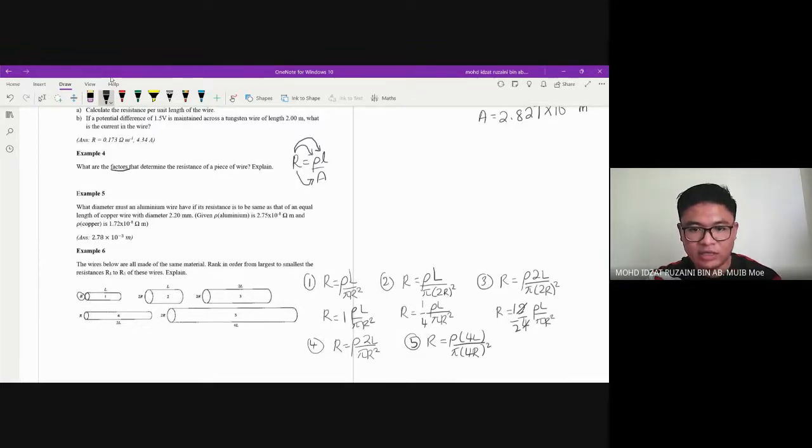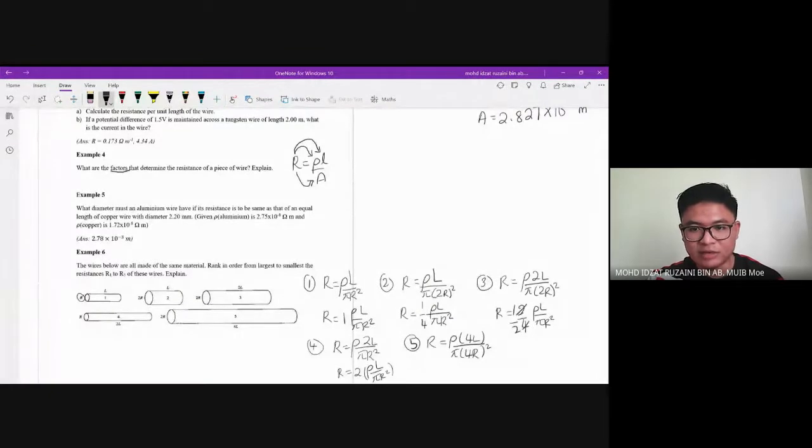Okay, yang bawah ini R is equal to 2 rho L over pi R square. Ada 2 kat depan dia. Yang ketiga, yang keempat, yang kelima ni, okay, R is equal to apa ni? Ni 4 kan? Okay, 4 divided by 4 square dapat 16 rho L over pi R square. Boleh? So ini kamu cancel off. Nombor 1 ni 4, so 1/4 lah. So benda yang sama dua ni sama. Okay, nombor 2 dengan nombor 5 sama.